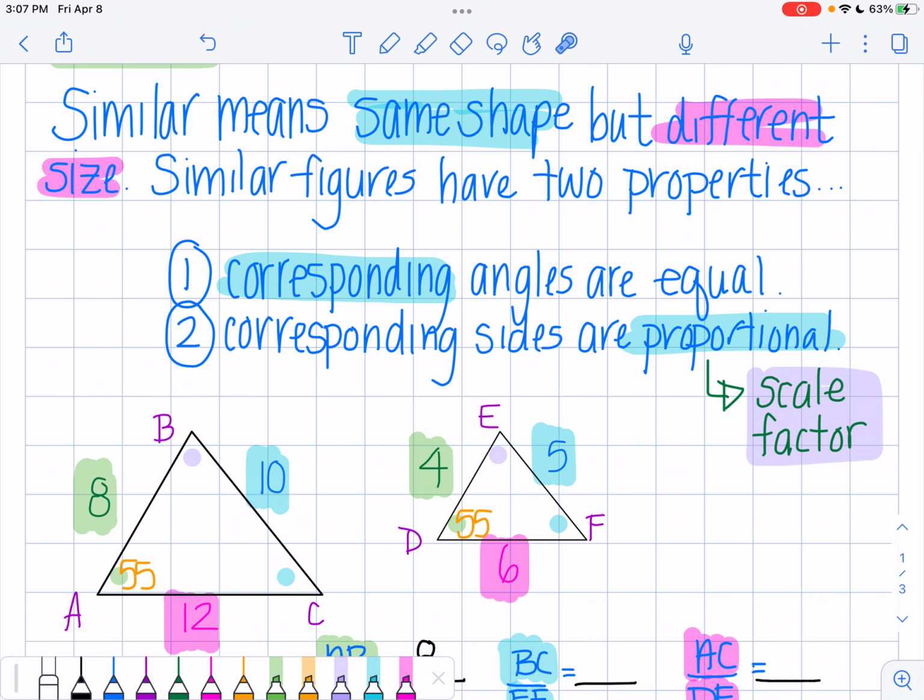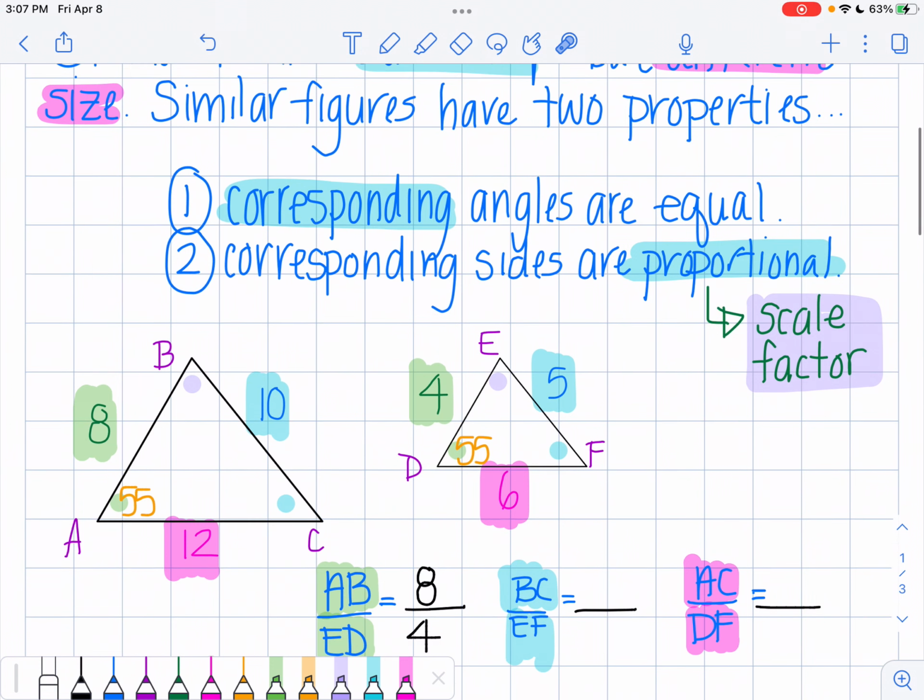The second property says corresponding sides are proportional. Okay, proportional means that I'm taking a scale factor or some number, and if I multiply it by all the sides in the small triangle, I'm going to get a bigger triangle if it's a number larger than 1. If I divide all the sides, I end up with the same number. Let me show you what I mean here.